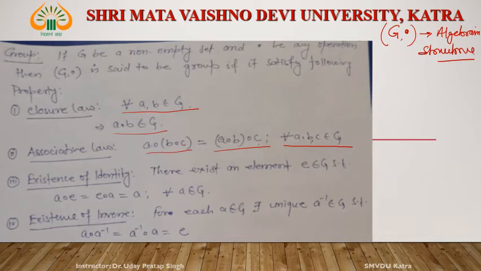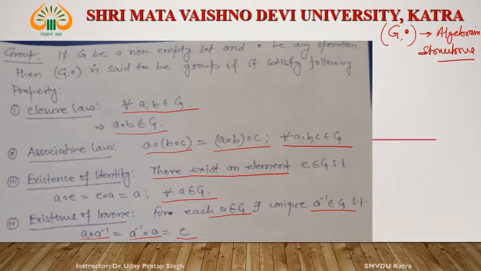Now existence of identity. What is that? There exists an element e belonging to G such that a operation e is equal to e operation a, equal to a, for all a belonging to G. And what is existence of inverse? For all a belonging to G, there exists a inverse belonging to G such that a operation a inverse is equal to e.